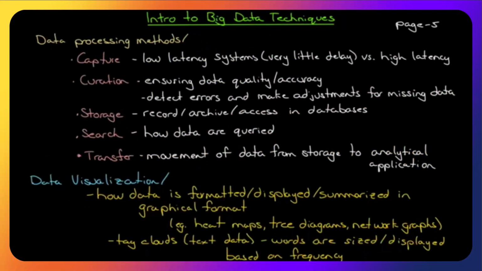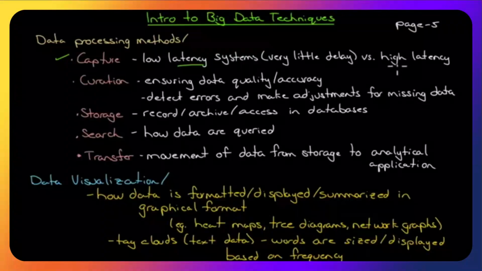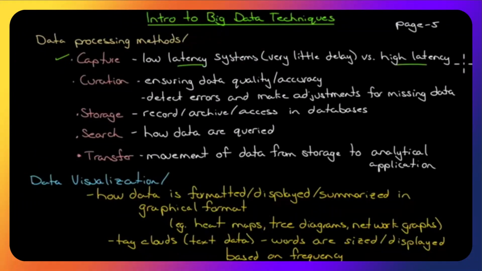Okay, let's look at data processing methods. Imagine that you were tasked with collecting a bunch of information about something and coming up with some sort of outcome. All the different things that you'd have to think about. Well, how do you capture that data first of all? And this, we're going to use the word latency here, the latency of the system. Do you need a low latency system? In other words, I need the data as it happens. Or can you have a high latency system where you say, look, it's not important, the timing isn't important, it's the existence of the data that's more important.